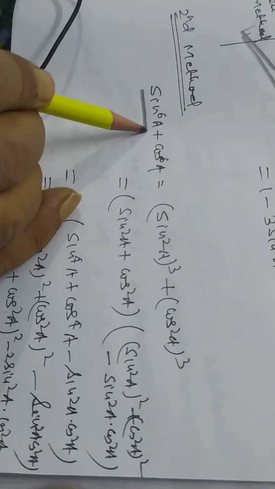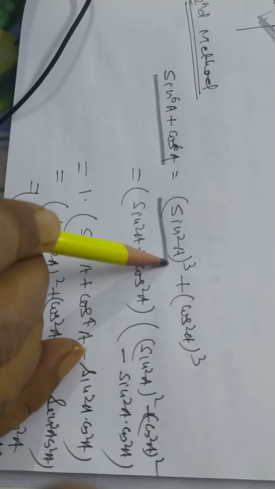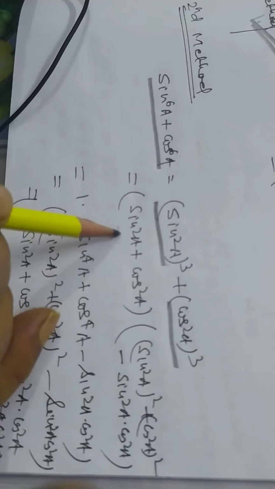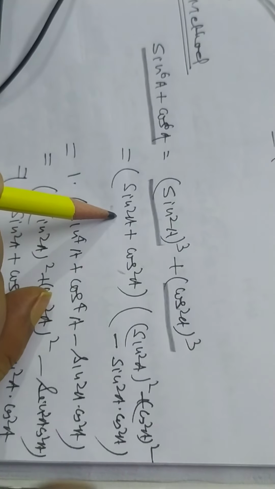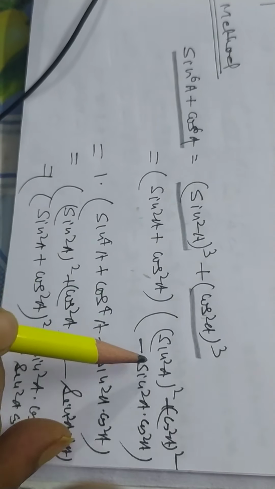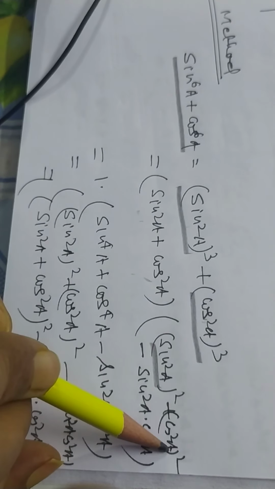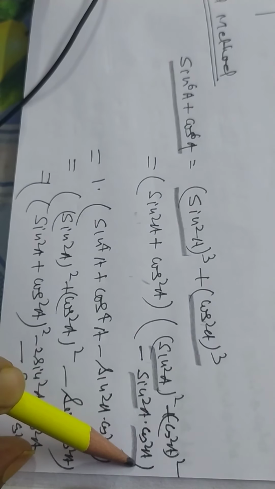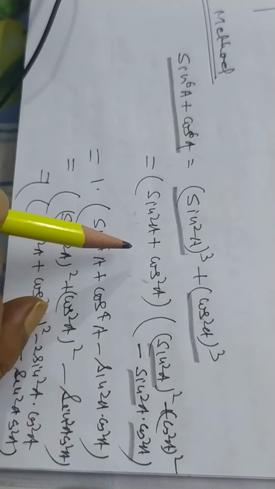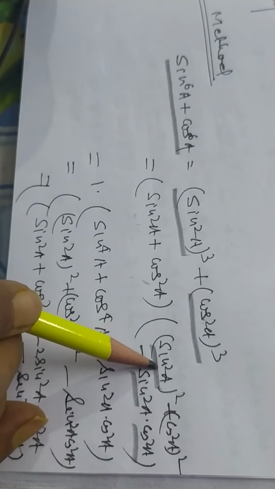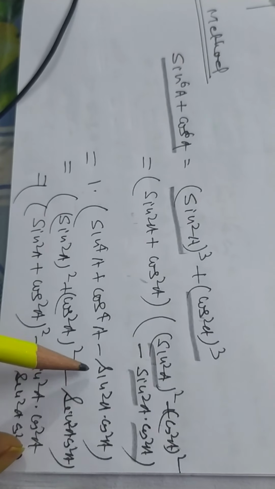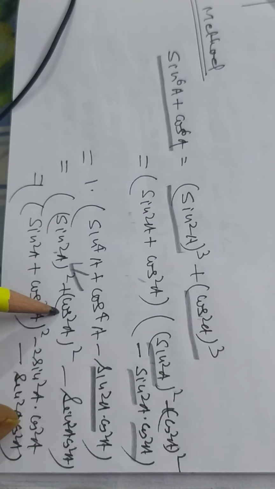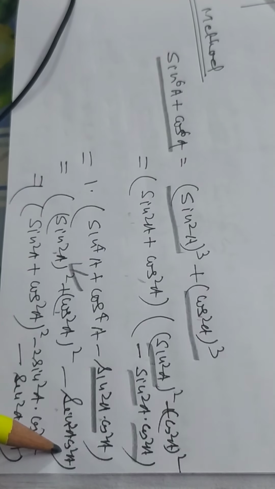Second method: sine 6a plus cos 6a will be (sine square a) whole cube plus (cos square a) whole cube, and it is on the formula a cube plus b cube, that is, (a plus b) into the next factor. A is here sine square a, b is here cos square a, and you write the next factor a square plus b square minus ab. It will be (sine square a) whole square plus (cos square a) whole square minus sine square a into cos square a. You know the value of sine square a plus cos square a is equal to 1. So it will be sine 4a plus cos 4a minus sine square a into cos square a. And it can be written as (sine square a) whole square plus (cos square a) whole square minus sine square a into cos square a.